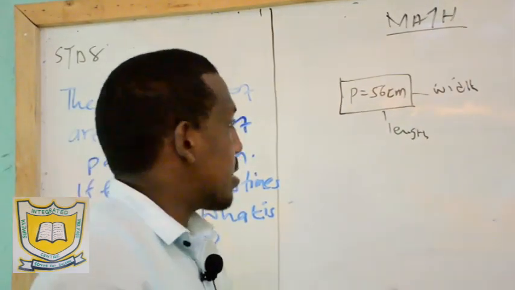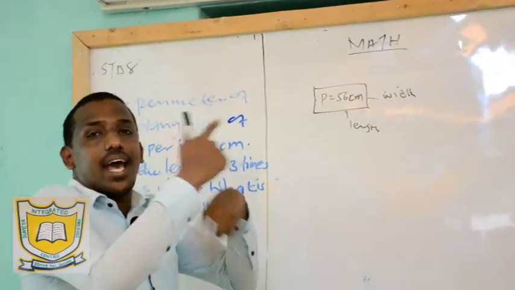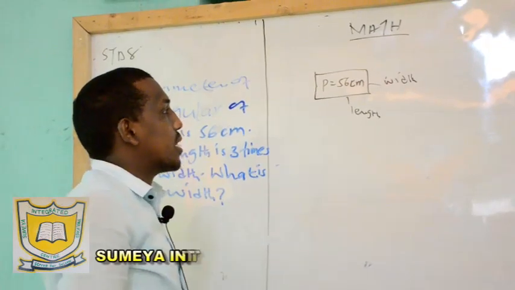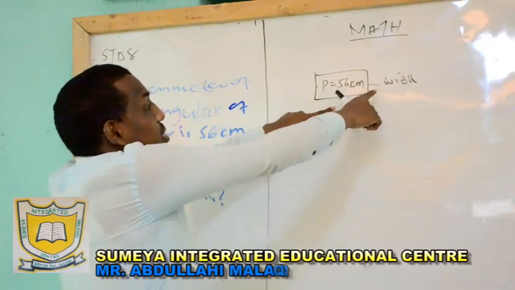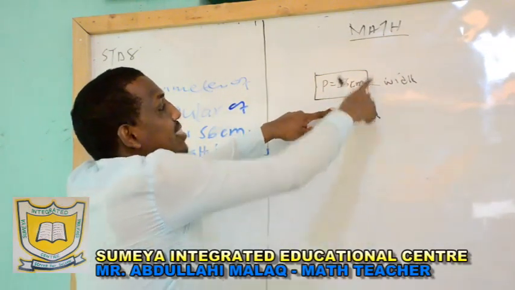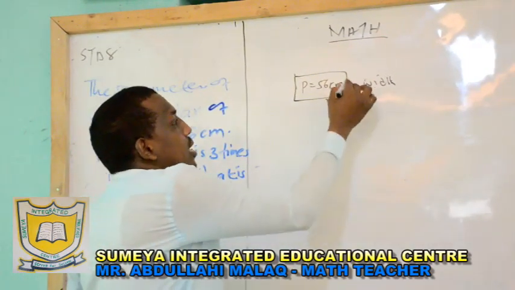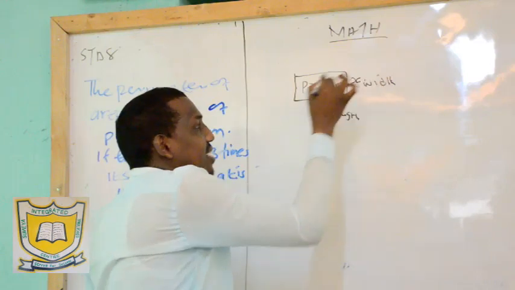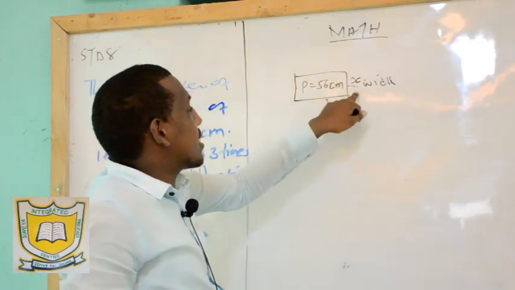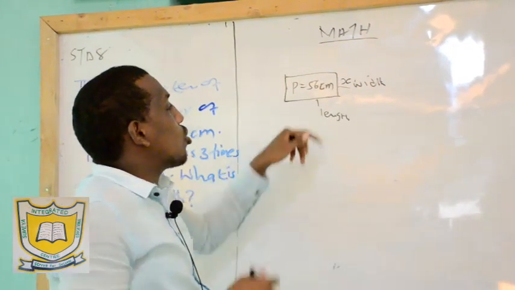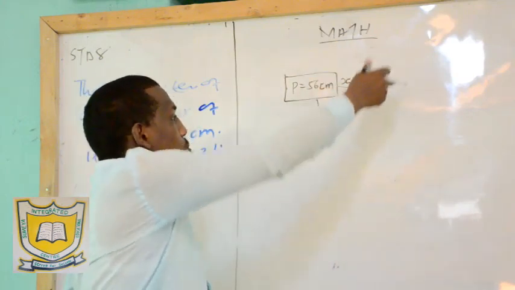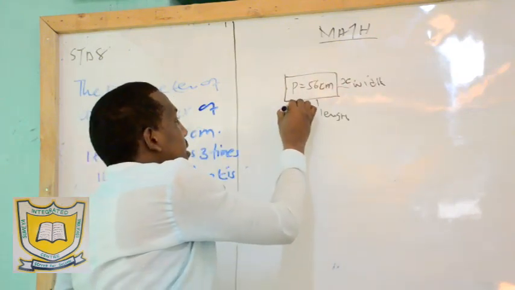It's a kind of algebra. If the length is 3 times the width, the length is longer than the width. But we don't know the width. In algebra, if we don't know the width, let the width be x. So when the width is x, we go back to the question. You are told the length is 3 times the width, so it will become 3x.